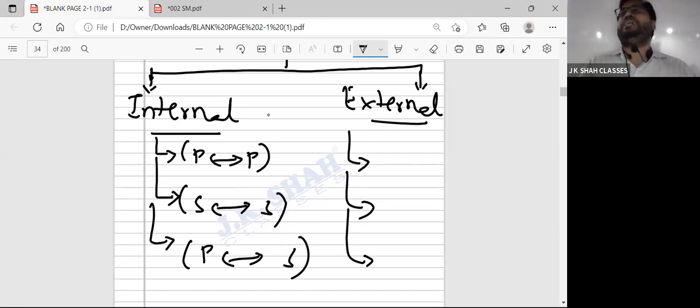P, both side arrows, P. S, both side arrows, S. P, both side arrows, S. Both side arrows means coordination. Both are interacting with each other.